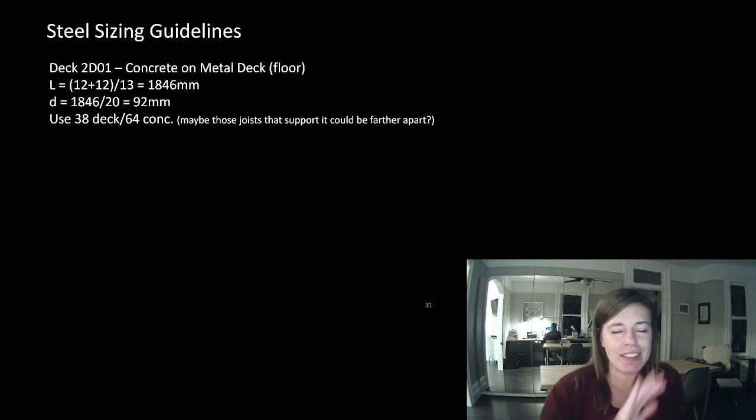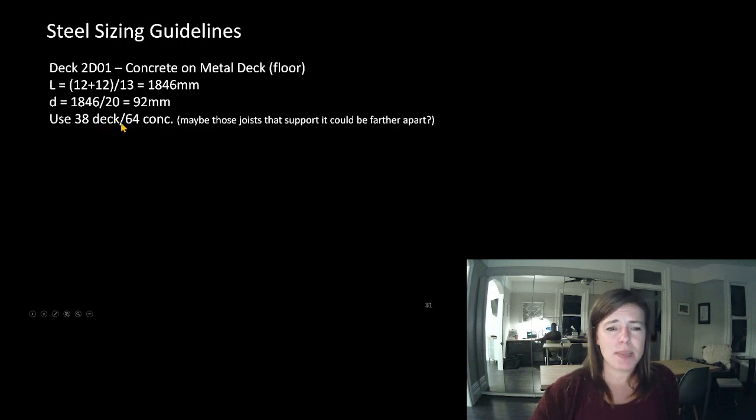Now already, let's not even think about the math for a second. Is that around 2 meters, maybe even a little bit less, which is good? Yeah, we probably know that it's going to be 64 concrete on 38 metal deck, because that's pretty much the norm. But let's do it. Let's check and see. Okay, we have our 1,846 millimeters, which is how long our deck is spanning. Not how long our deck is, but how far it's spanning. Divided by 20 gives us 92 millimeters. Perfect. We have 38 deck with 64 concrete.